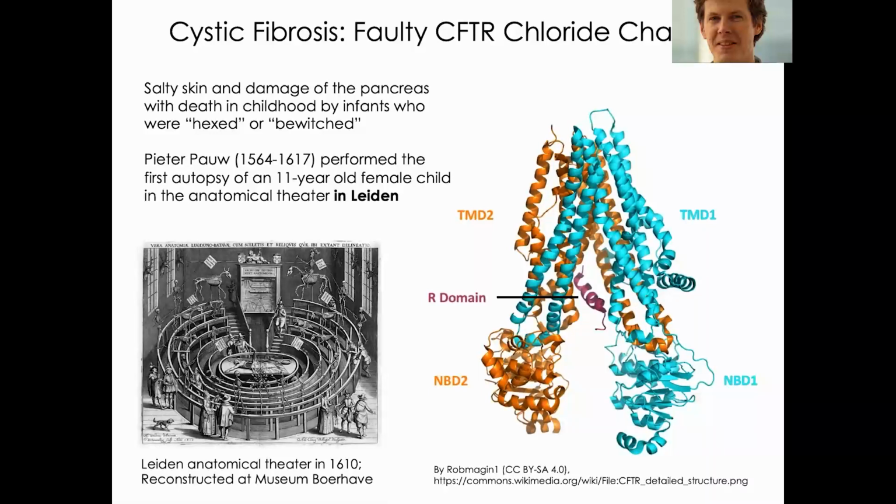Now we know that cystic fibrosis is related to a faulty chloride channel, this CFTR conductance regulator, which you see on the right. This is a channel for chloride. What basically happens is that because of different types of genetic mutations, the opening and closing of this channel in response to phosphorylation is not working anymore.